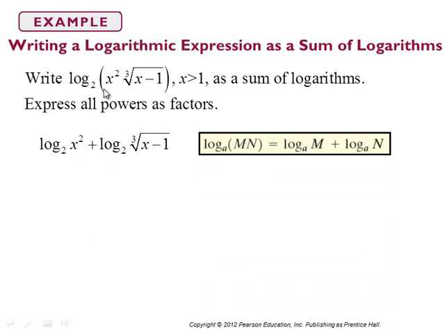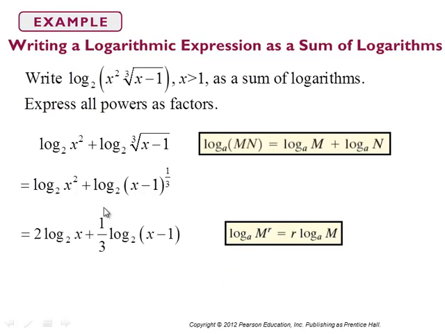First of all, let's write the log of the product of x squared times the cube root of x minus 1 as the sum of the logs of those two expressions, and then use another property that allows us to write the log of the power as the power times the log. Now, our next step, we're going to rewrite the cube root of x minus 1 as x minus 1 raised to the 1/3 power, and then use that property of the log of the power equal to power times the log.